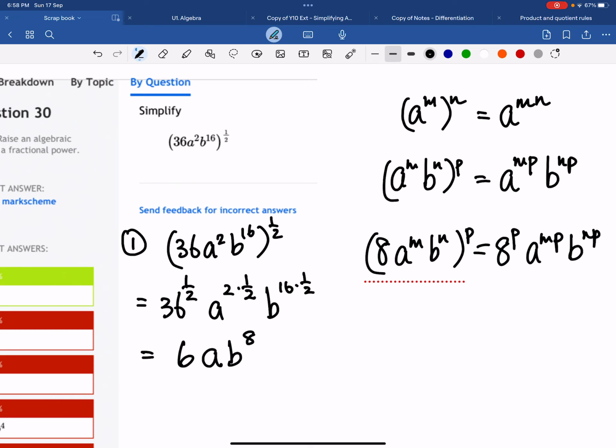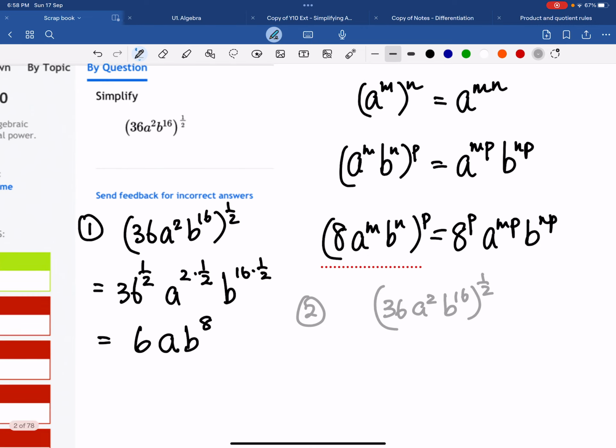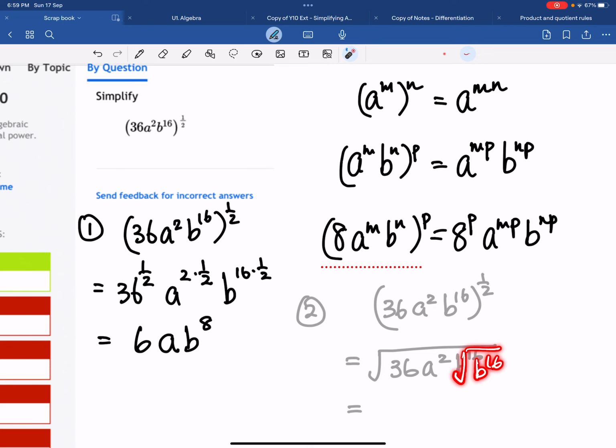If you prefer to look at it as, why can't I take the square root of the whole expression? You can go that route too, as long as you apply the rule correctly. So you can take the whole square root of this. Then again, you just need to think for each of them, what is the square root of 36, square root of a squared, and square root of b to the 16. You get 6ab to the 8 as well.